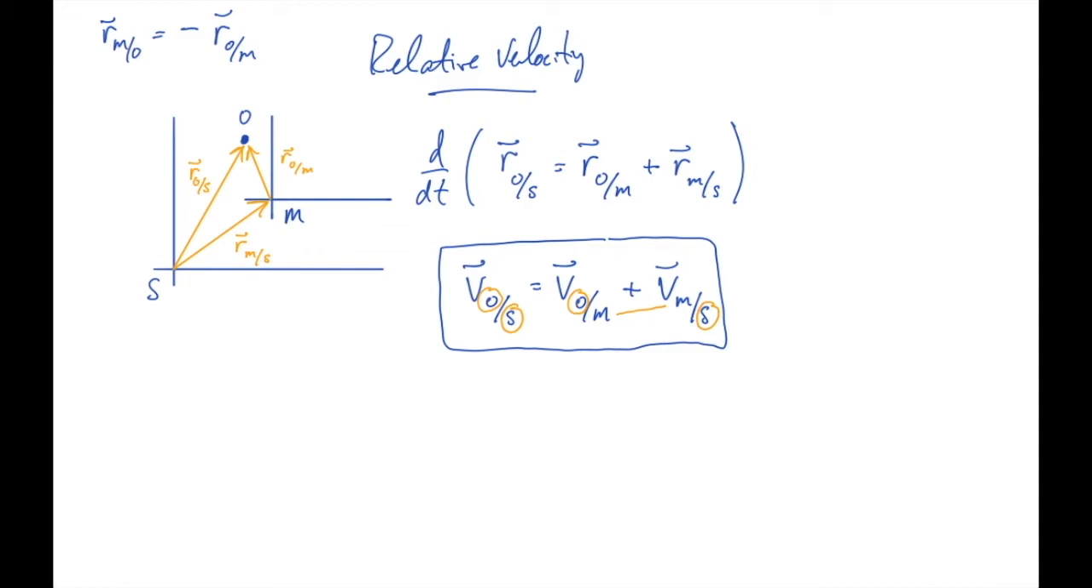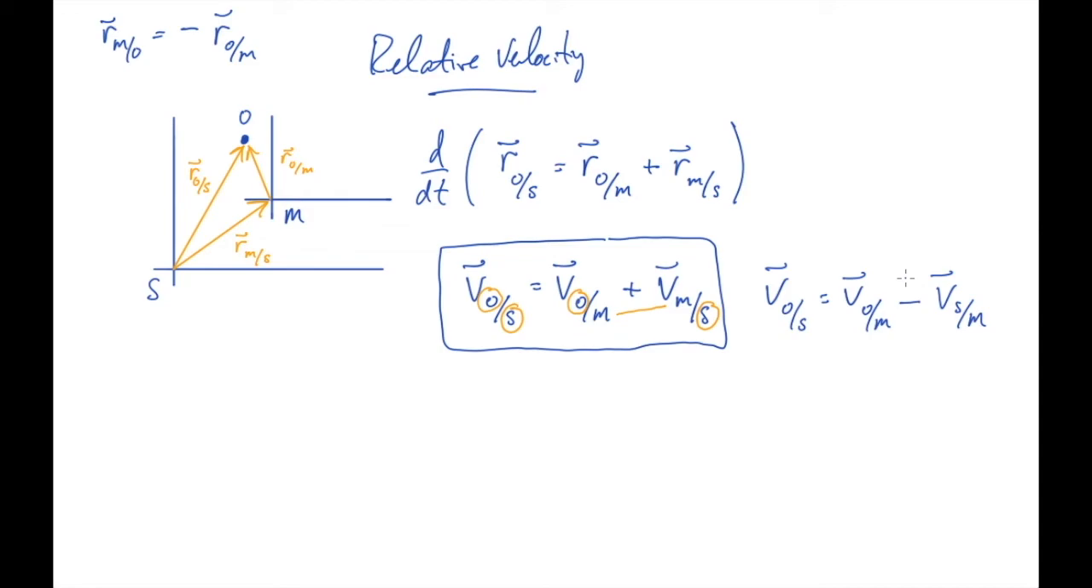Now sometimes we're told not the velocity of, for instance, M with respect to S, but S with respect to M. So you could rewrite this as the velocity of O with respect to S is velocity of O with respect to M minus velocity of S with respect to M, using this fact up here after taking the derivative. So depending on what you're told in a problem, you either write your equation this way or this way. Okay, so that's most of what we need to say here.